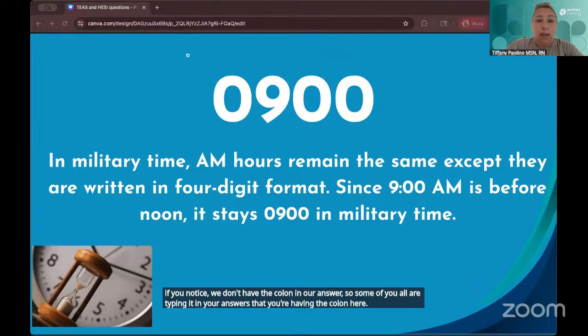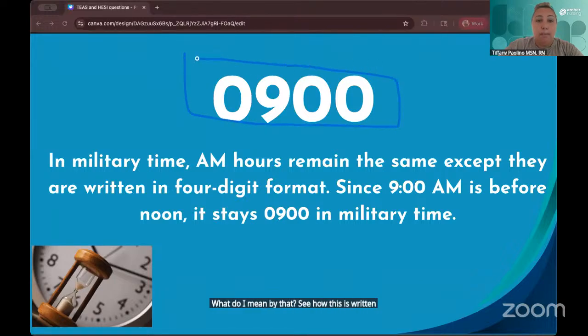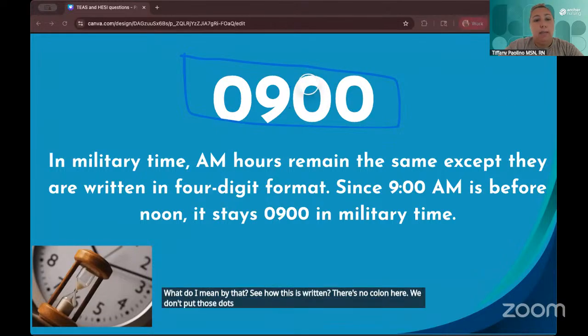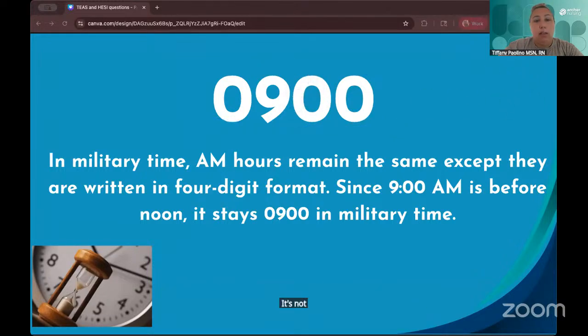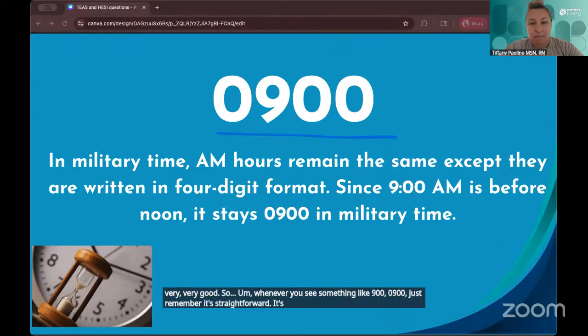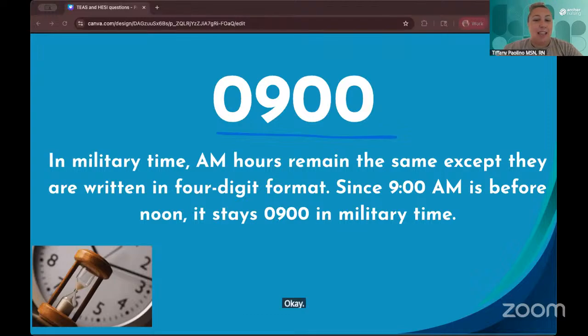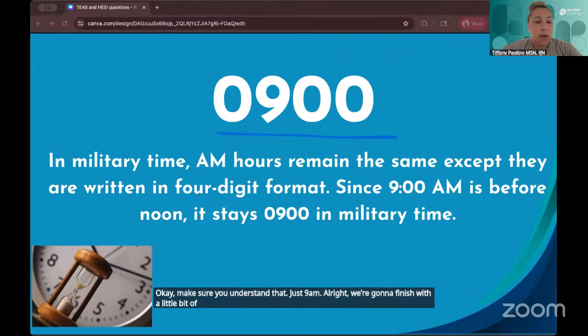What do I mean by that? See how this is written? There's no colon here. We don't put those dots, okay? It's not relevant in military time. You only put the 0900. Very, very good. So whenever you see something like 900, 0900, just remember it's straightforward. It's just 9 a.m. Okay, make sure you understand that. Just 9 a.m.